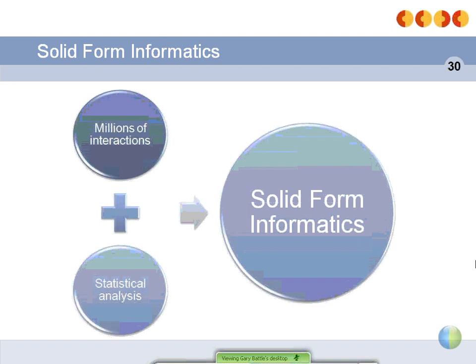Now, that's what solid form informatics is all about. It's about using statistical tools to turn the data we have on over 40 million atom-atom interactions in the CSD into actionable knowledge that we can use to guide our science.